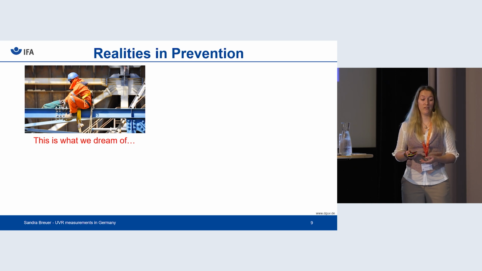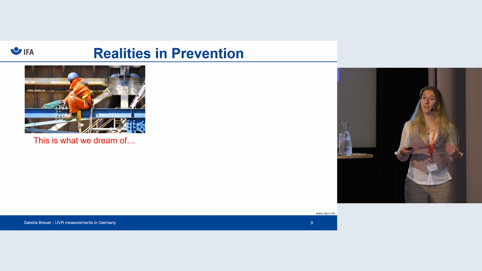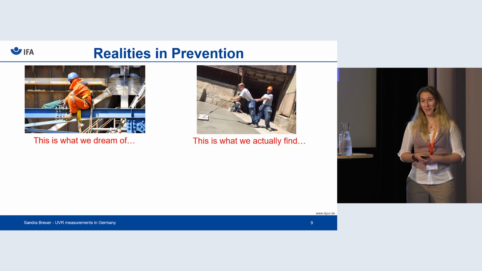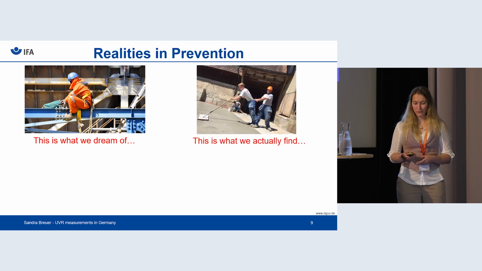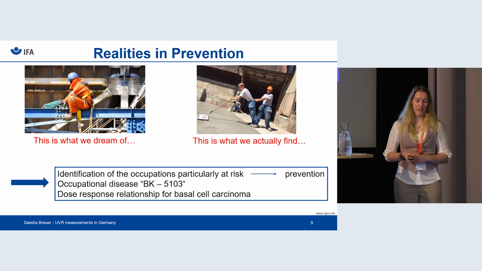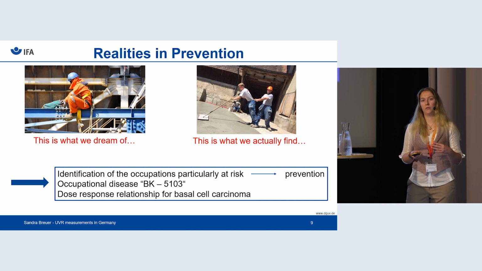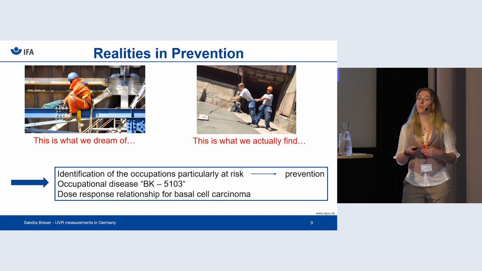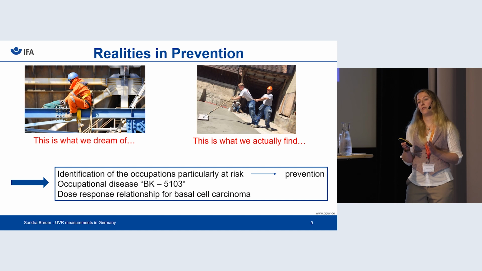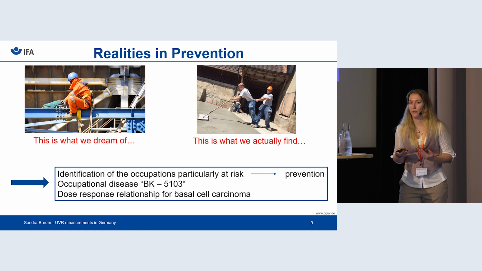Realities in prevention. Actually, this is what we all dream of, a person at work, perfectly covered and protected. This is not what we actually find most of the time. But to sum it up, with the Genesis UV study, we were able to identify the occupations which are particularly at risk. This is mainly important for prevention. If you consider occupational disease, we are now able to make these recognition processes tailored to the individual person, if they work full-time or part-time, or if they maybe change their jobs during their lifetime.